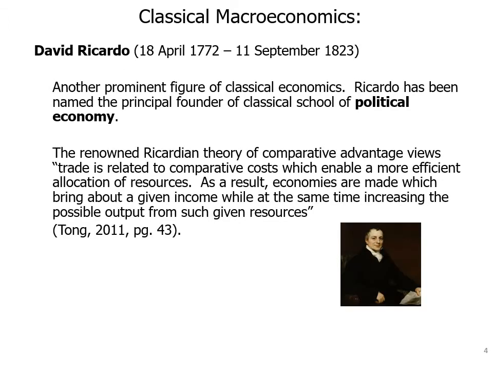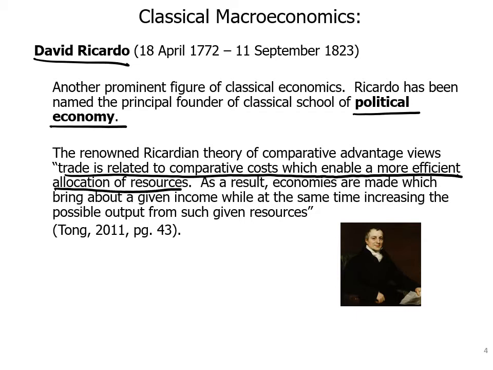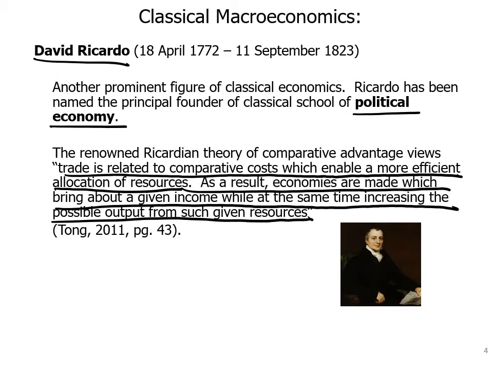Of course, this is also supported by David Ricardo, another prominent figure of classical economics. He comes under this school of political economy, and he's talking about comparative advantage. He says trade is related to comparative costs, which enable a more efficient allocation of resources. As a result, economies are made which bring about a given income while at the same time increasing the possible output from such given resources.